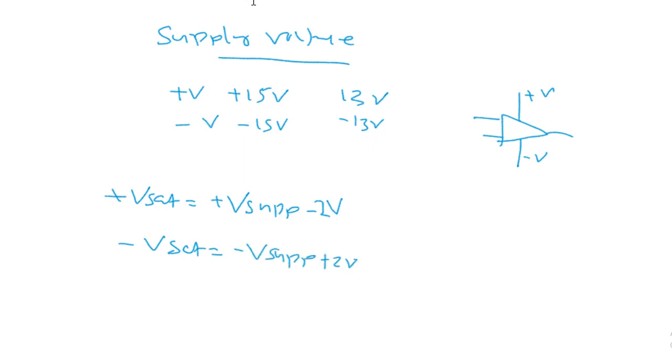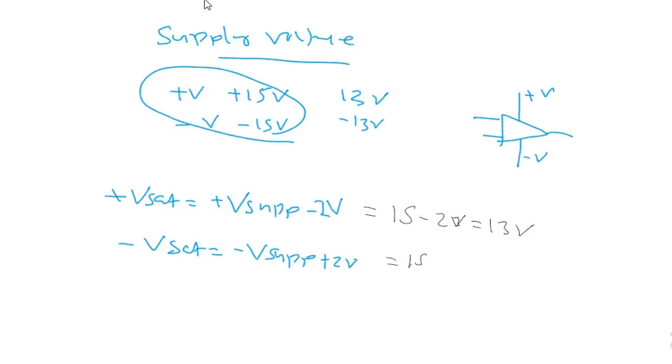So in the first case, since I am applying plus 15 and minus 15, the plus V saturation will be 15 minus 2, and that will be equal to 13 volt. And here you will have minus 15 plus 2 volt, and that will be equal to minus 13 volt. So that will be the V saturation.